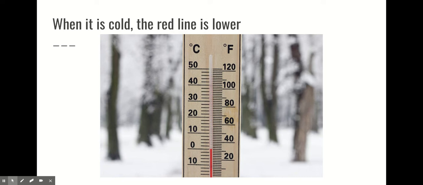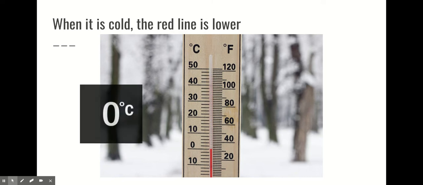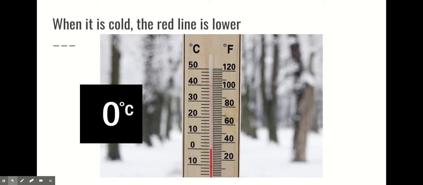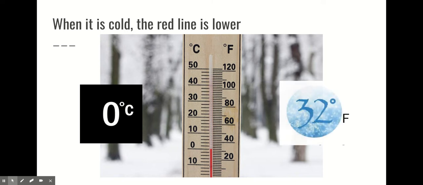When it's cold, no matter which scale you're using, the red line is lower. This thermometer is showing 0 degrees Celsius, and at the same time, it's showing 32 degrees Fahrenheit. These are both the temperatures when water freezes.